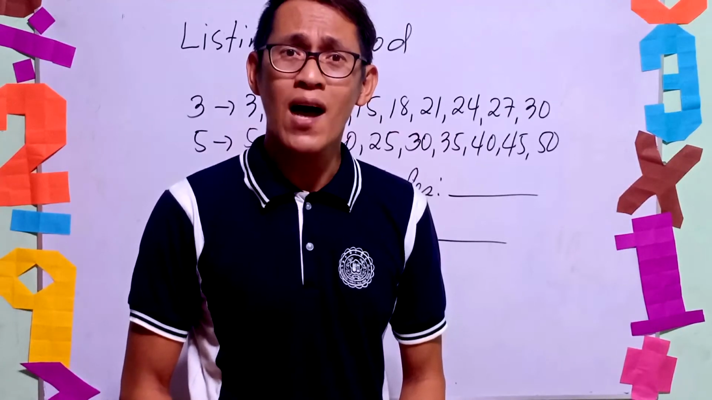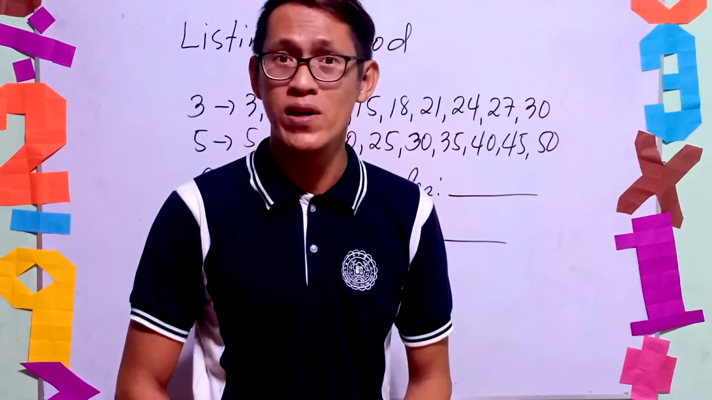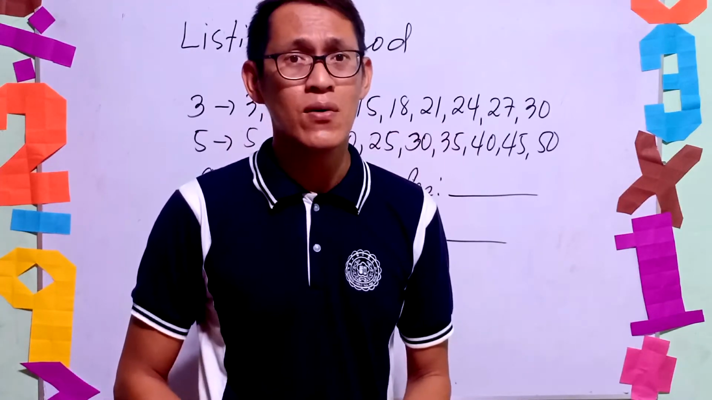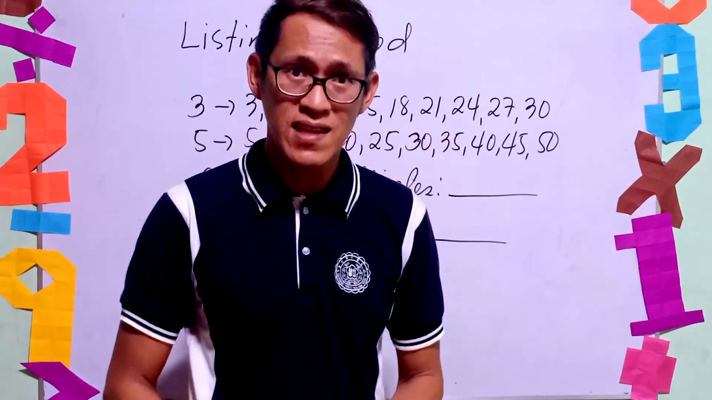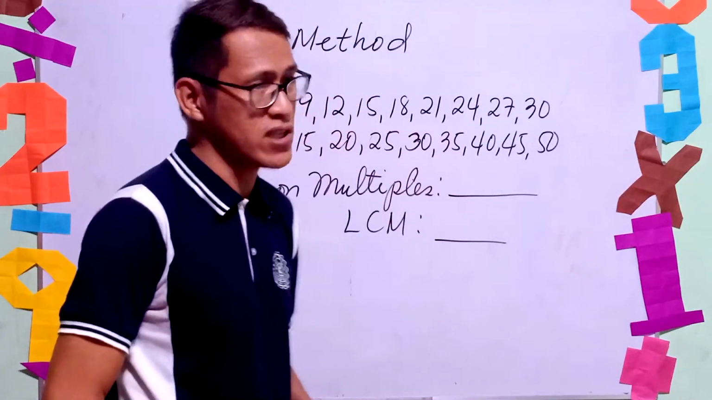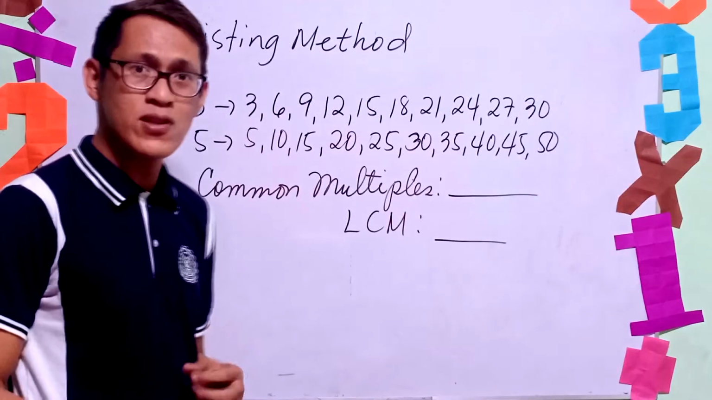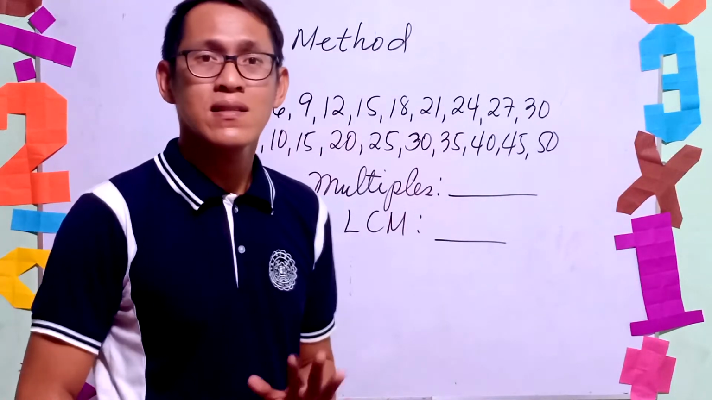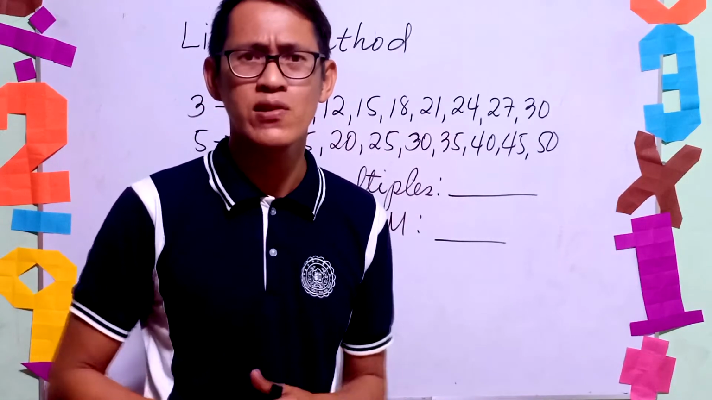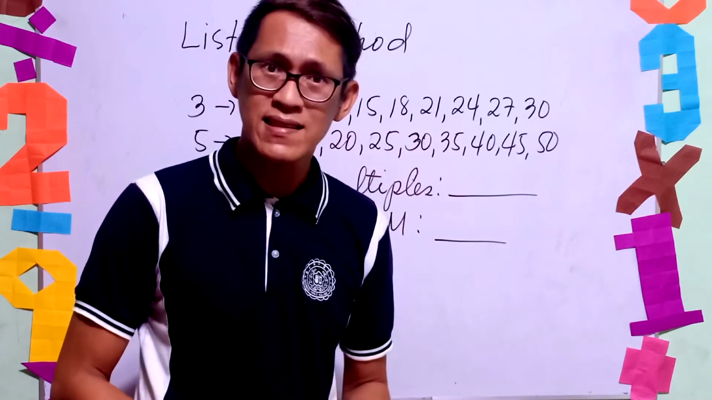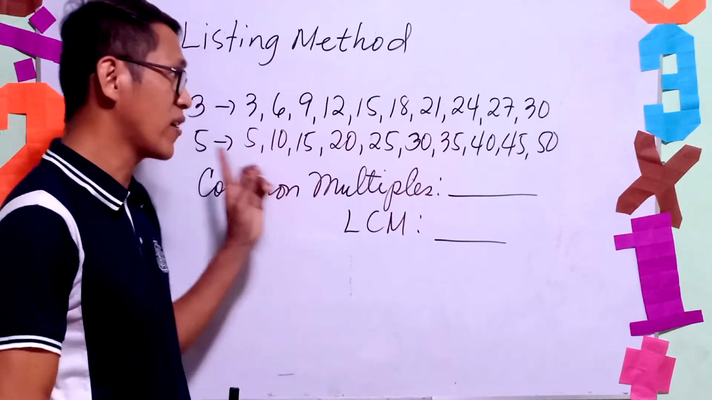There are many ways how to get the LCM, or the least common multiple of two or more numbers. But in this video, I'll just discuss the two most common ways to get the LCM. Let's start with the first one, which is the listing method. So first, what will you do? You simply list down the multiples of each number. So it's up to you how many multiples you will get. But here, I listed 10 multiples for each number.